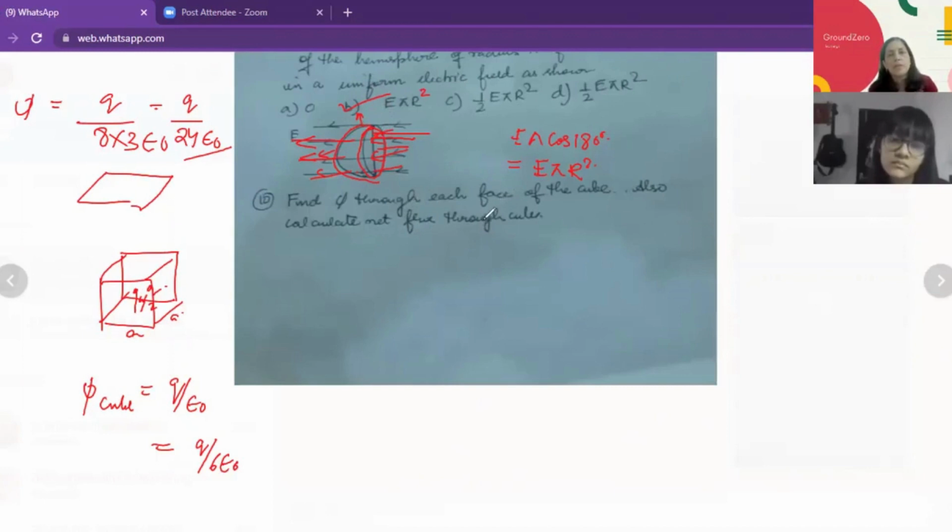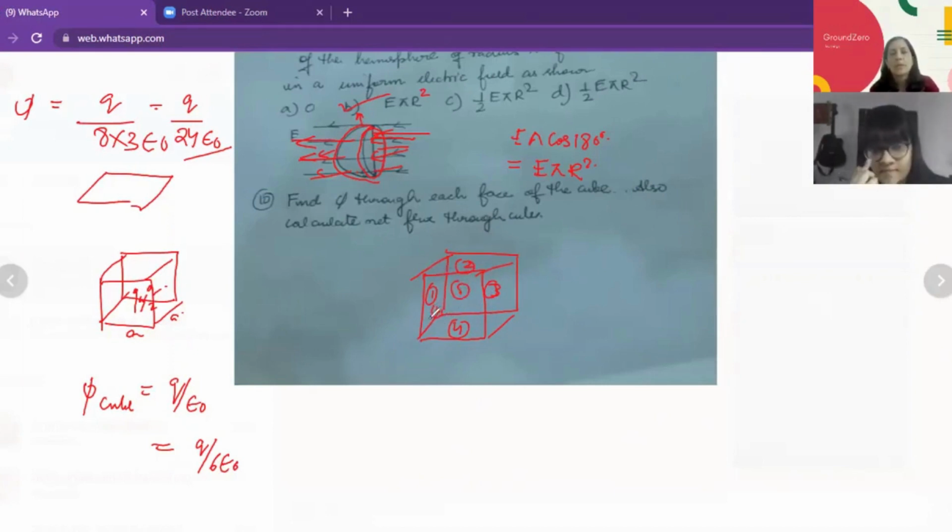Find the flux through each face of the cube. Also calculate the net flux through the cube. So 6 faces of the cube are given and you have to find the flux of each. Q by 6 epsilon naught? No, the cube is given, you have to find the flux of each face. Let us suppose this is face 1, this one is second, this is 3, this is 4, and the front and back ones are 5 and 6. So for each face, you calculate the flux.